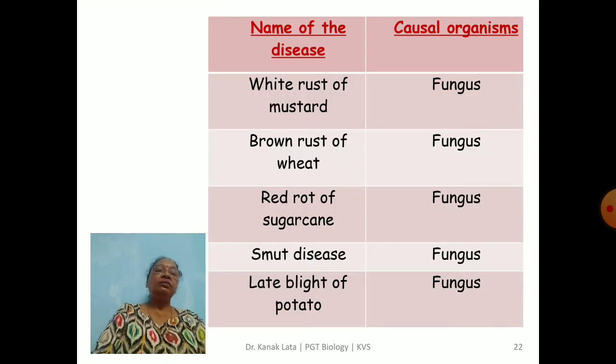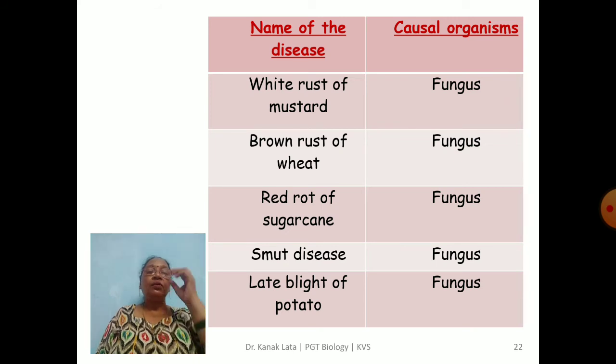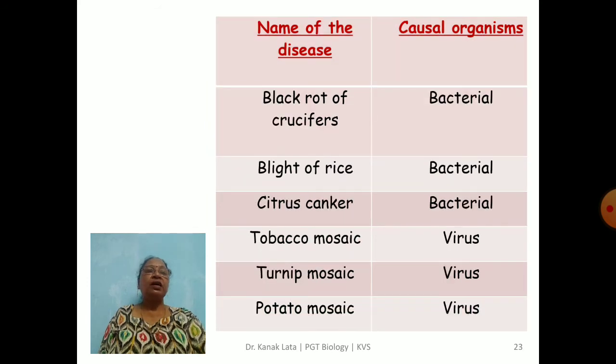Here is a table which indicates the name of the disease and their causal organism. First is white rust of mustard, that is caused by fungus. Brown rust of wheat, that is caused by fungus. Red rot of sugarcane, by fungus. Loose smut disease, caused by fungus. Late blight of potato, caused by fungus.